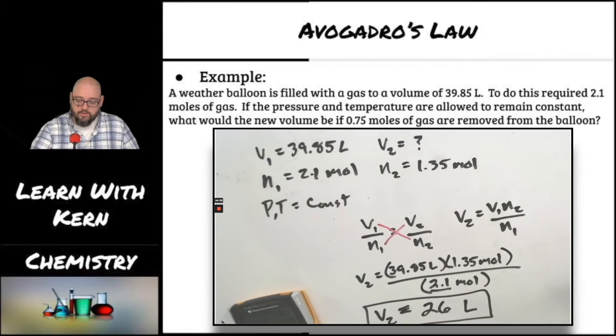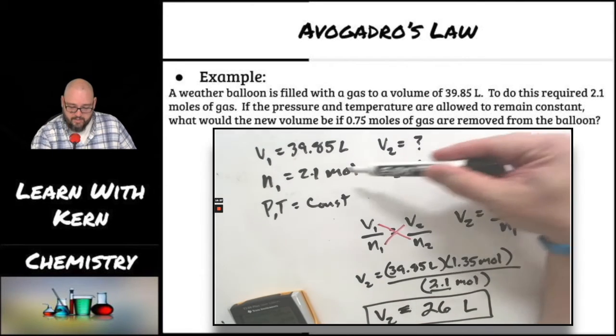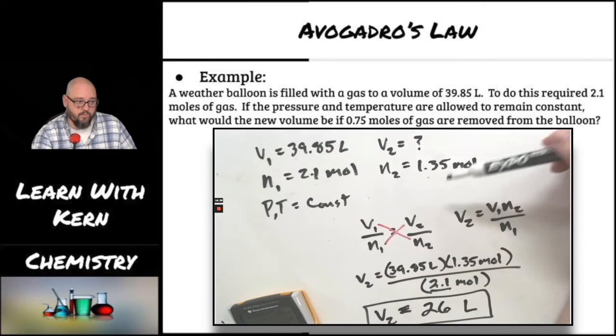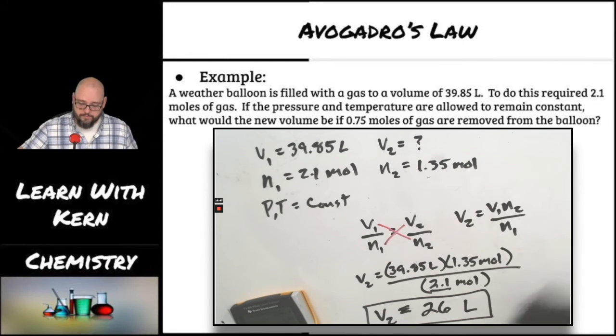Okay, so you'll notice a direct relationship means that my volume decreased because my number of moles decreased. If one goes down, the other one goes down as well. So this is just an exercise in doing a little bit of algebra and then plugging in the numbers.